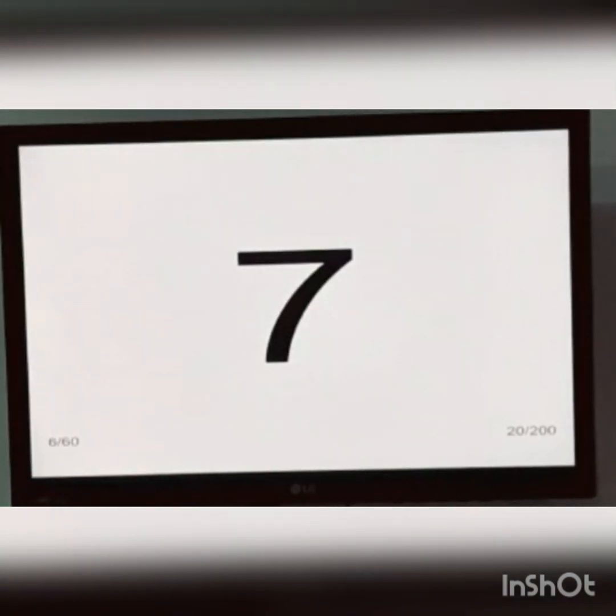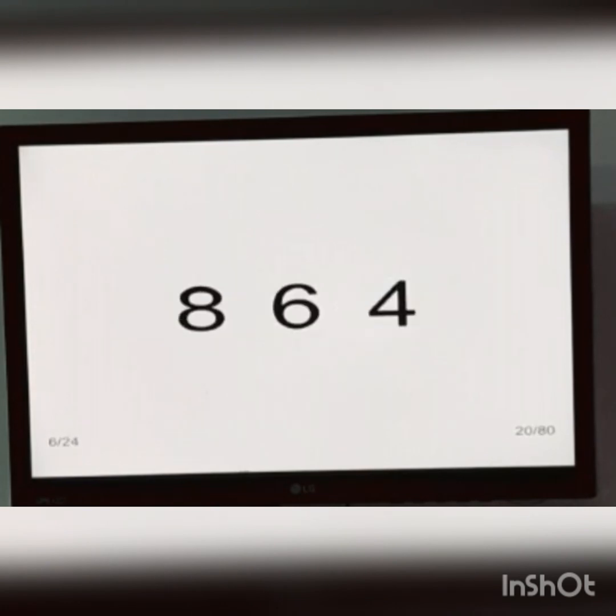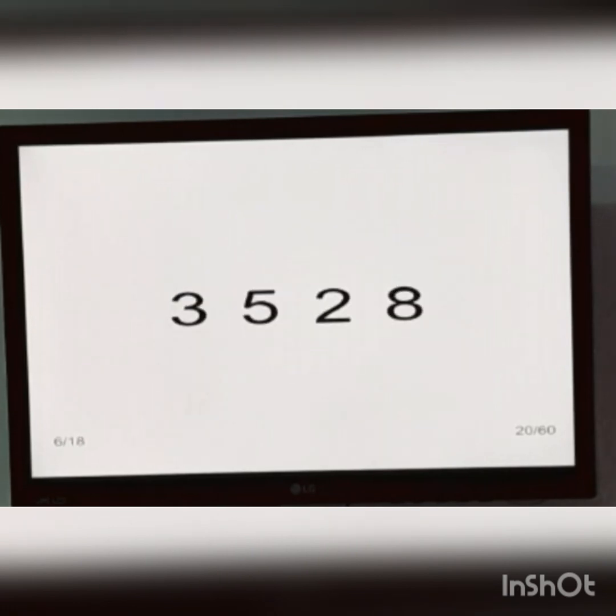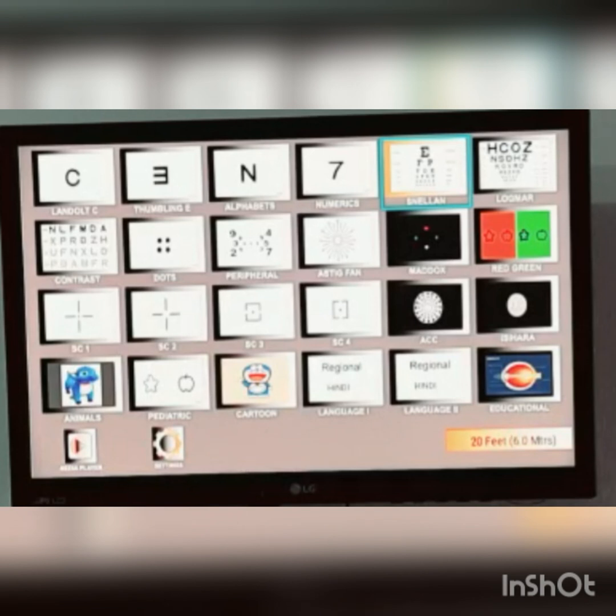The next we have is the numeric chart. Numeric chart is also used to measure visual acuity, but it contains numbers in place of alphabets. It contains different numeric digits which help to measure visual acuity. This can be used for patients who are unable to read the alphabet chart but can read digits and numbers. It can also be used as an alternate chart for regular patients so that the patient does not misguide in measurement of visual acuity.